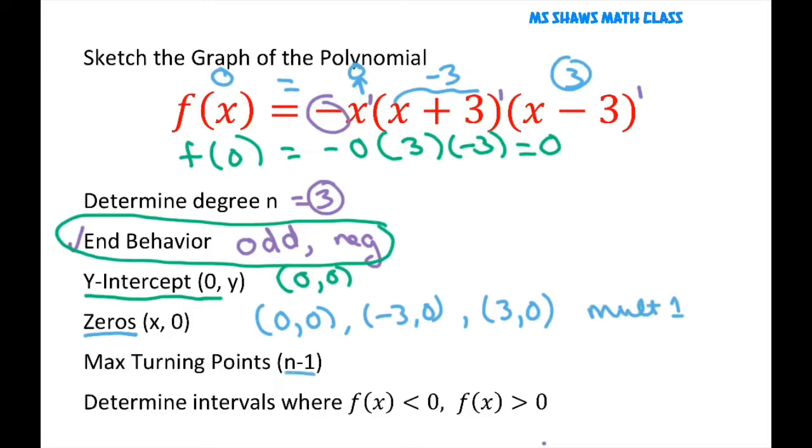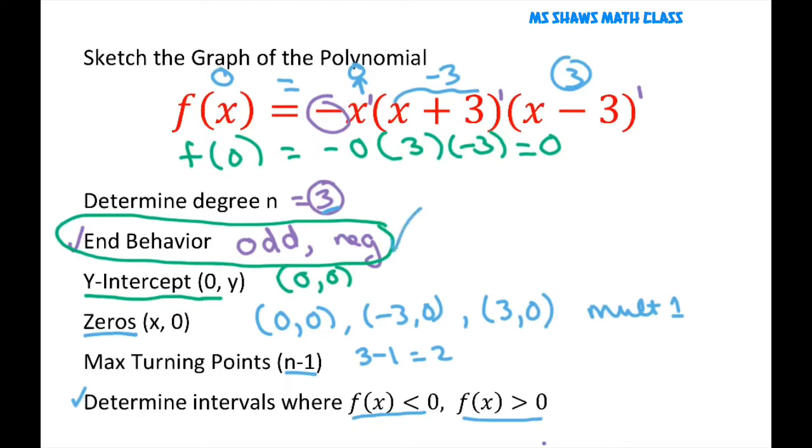Maximum turning points is n minus 1. So you take your 3 minus 1 equals 2. And the last piece, we're going to determine where the intervals are, where f of x is negative and f of x is positive. We're going to do that when we graph.